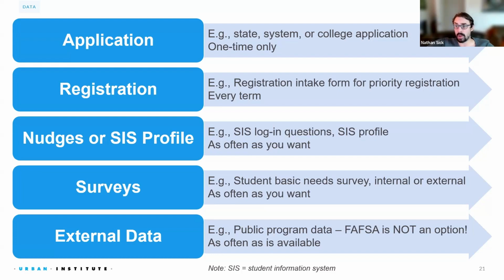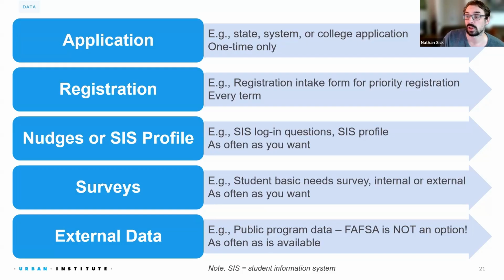But a very common way to collect parenting student data that you might think of is at application. So that would be a state system or college level application when a student first goes and interacts with your institution. So they're applying to enroll at your school, and that can provide you with perhaps a near census of students who are parents coming into school. But as we know, it's one time only usually. And there can be some data infrastructure challenges with it. We'll talk a little bit more about data infrastructure as we go.